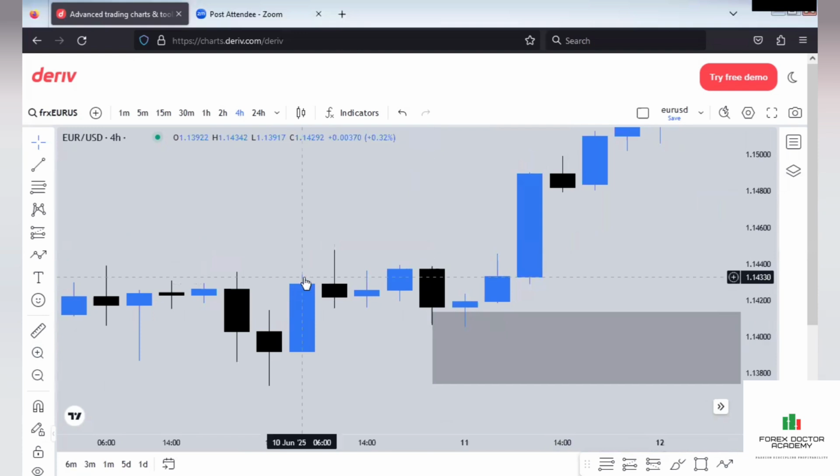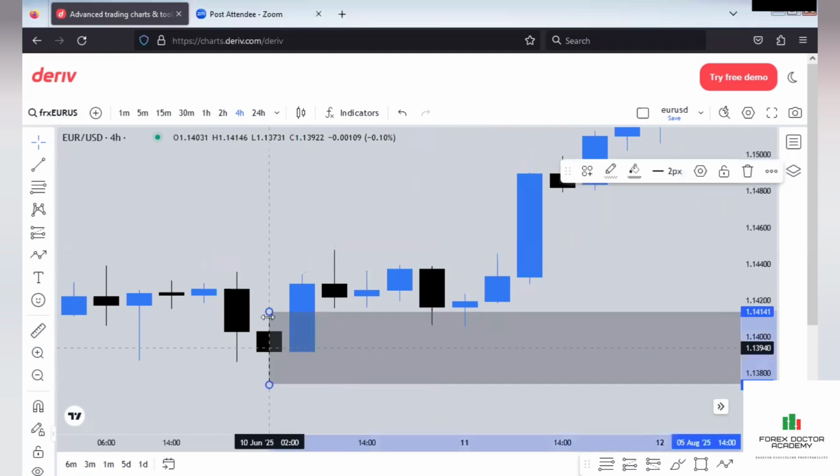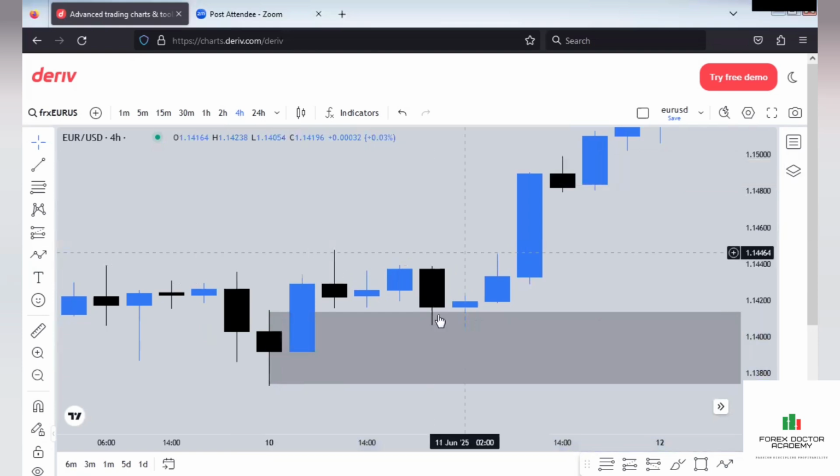Okay? The wicks are only present to show that price was once here. And now our order block should be mapped out from the follow-up candle. If our order block is being mapped out from this candle, this is it. Okay, price came back and tapped on it.